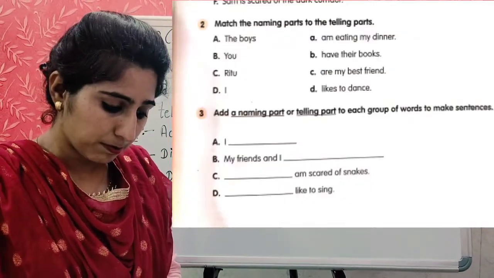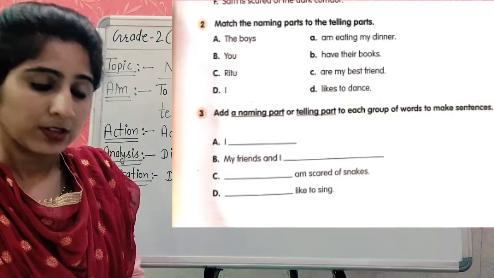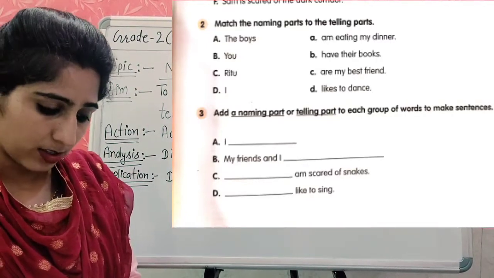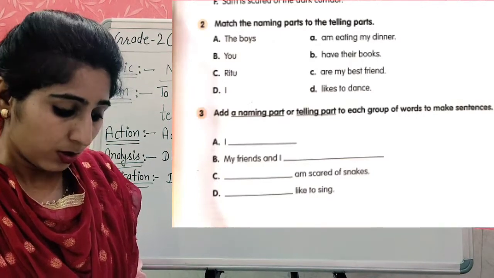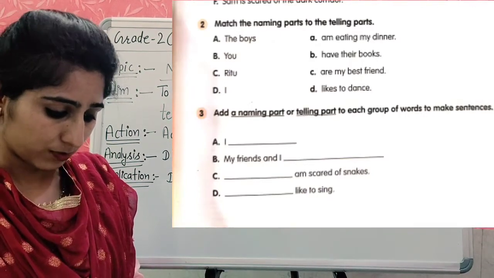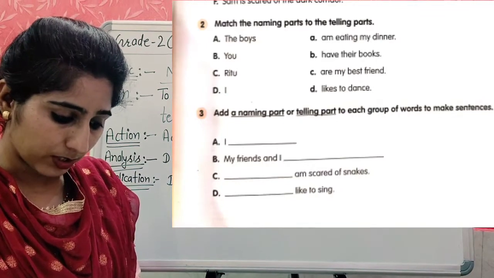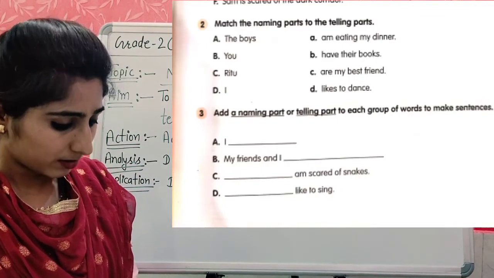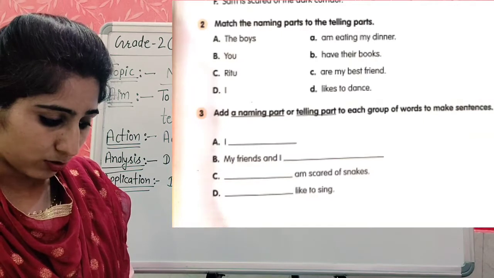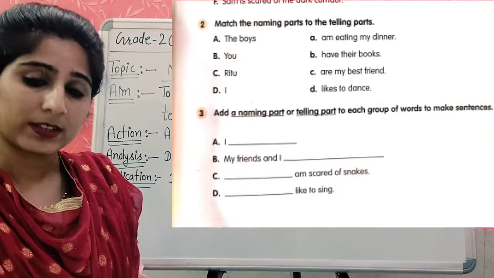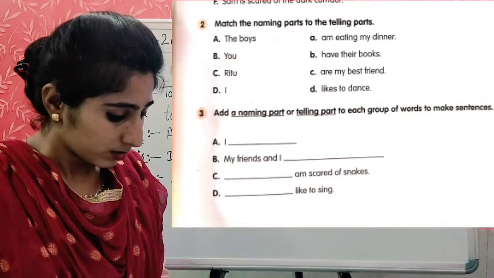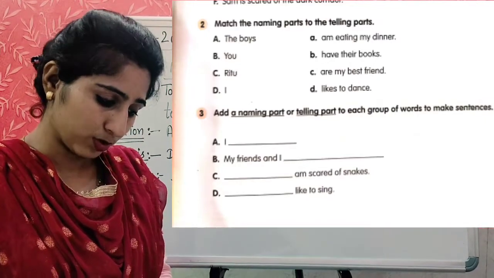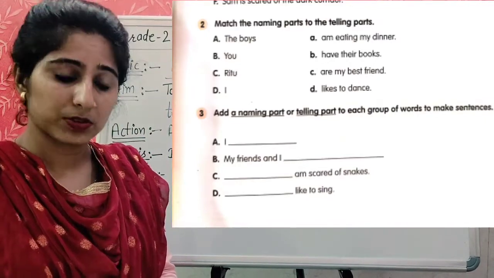Match the naming part to the telling parts. Now you will match the naming part with the correct telling part. Like, the boys. Which one will match with it? The boys have their books. I am eating my dinner. My best friend likes to dance. What can it be? You think about it, and then this is how you will match. Like, the boys have their books. You will match it. Number 3.